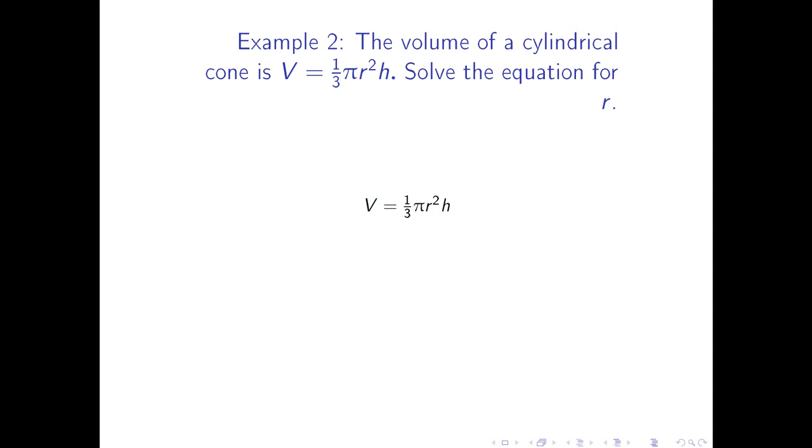Well, the first thing we can do, since you've worked through it, is that the opposite of dividing by 3, or multiplying by 1/3, is multiply by 3. Just multiply both sides by 3. Now notice pi and h are both multiplying r squared, so I can divide by both of them and then take the square root, and we have the plus or minus all of this. So this is the general idea about how we can solve.